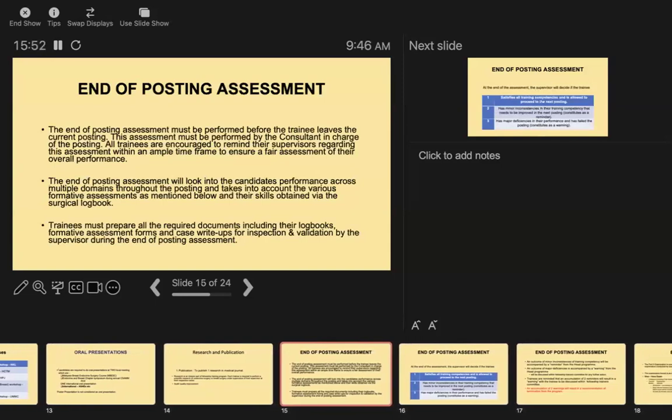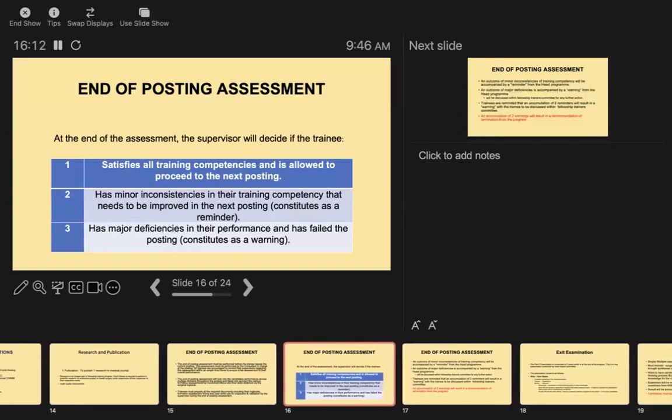Okay. Within one year and 6 months, you need to have an end of posting assessment. Alright. So you have to prepare everything which I have shown you just now. Okay. If it is not enough, it is considered a failed assessment.